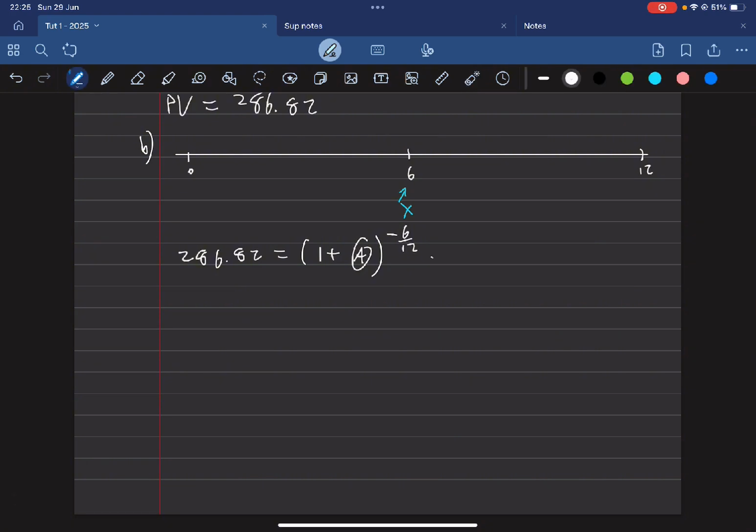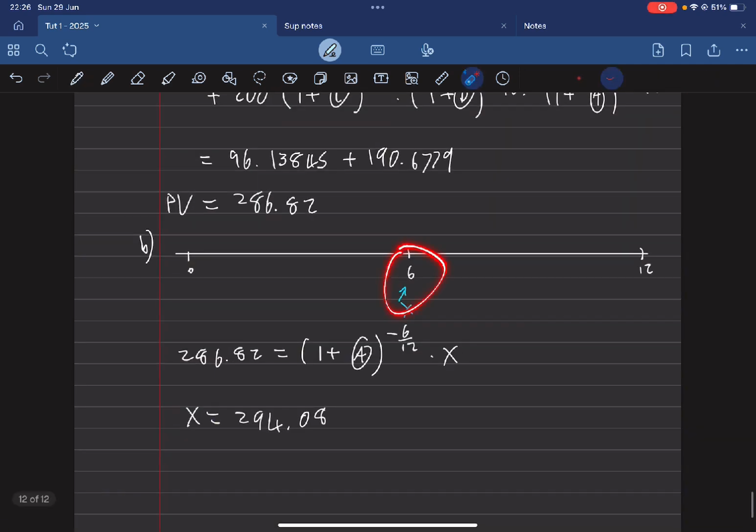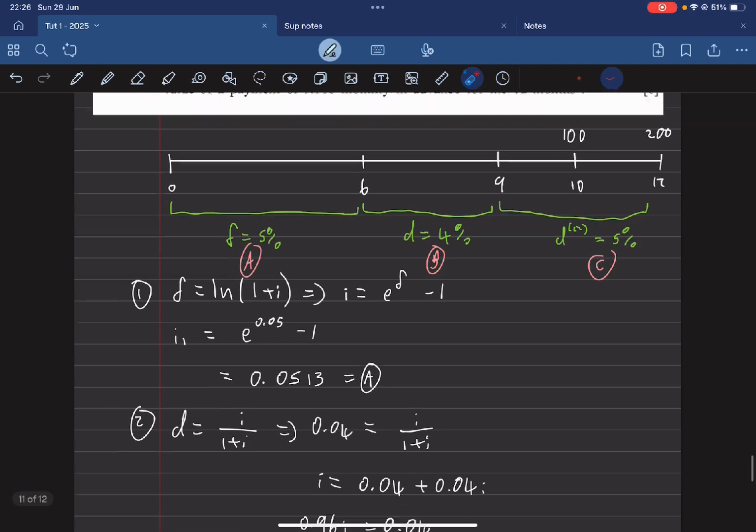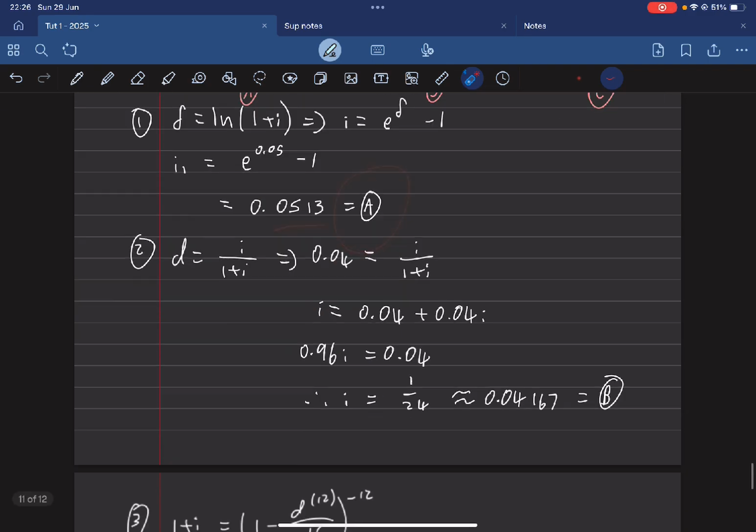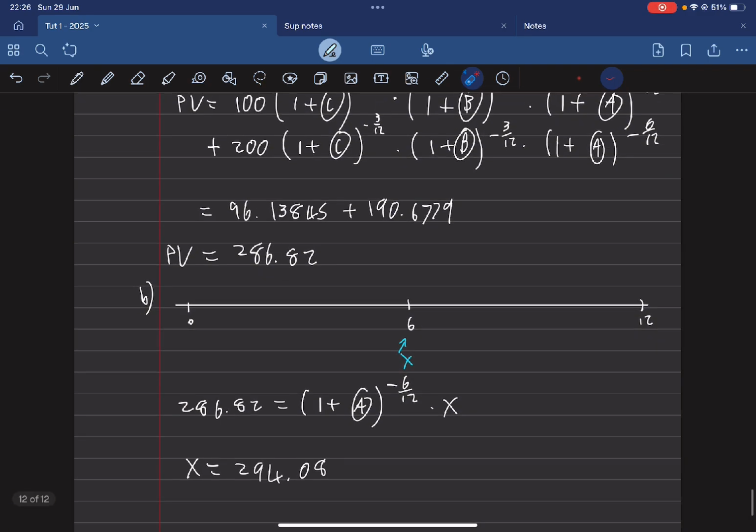Yeah, and you have to multiply all this by X, so we're basically discounting X by this amount. Perfect, that's correct. And all you have to do is divide both sides by this amount, and you'll get that X is equal to 294.08. So basically, if you paid an amount of 294.08 and you discounted at the interest rate A that we worked out here, which is like 5.13%, you would get this present value.